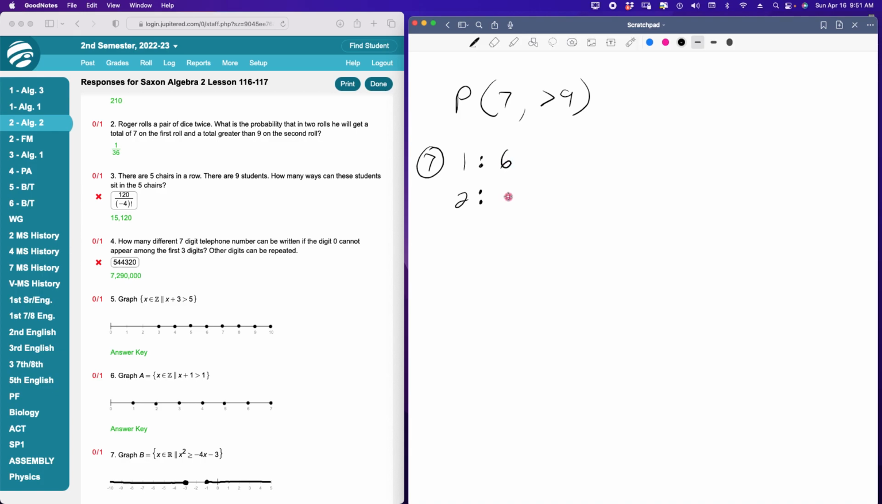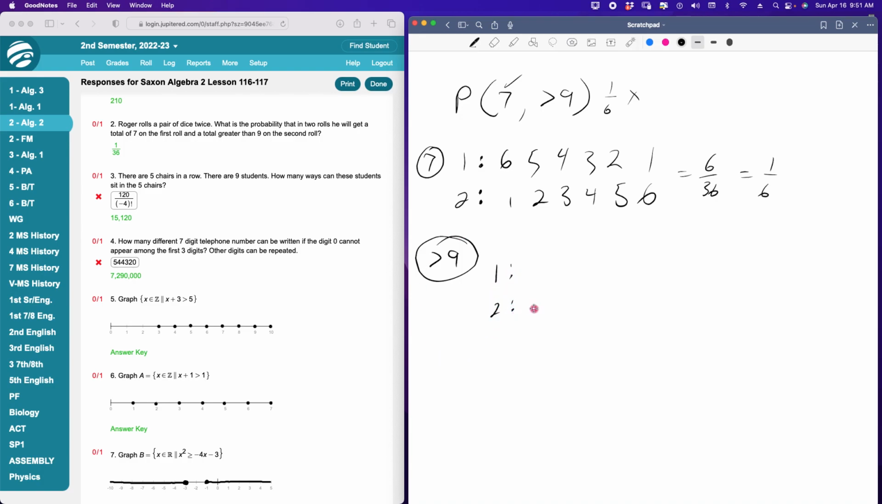we have to have a 6 and a 1, 5 and a 2, 4 and a 3, 3 and a 4, 2 and a 5, 1 and a 6. That's 6 rolls out of a total of 36 possible outcomes, because 6 times 6 is 36. That reduces to 1 over 6 for the first outcome.